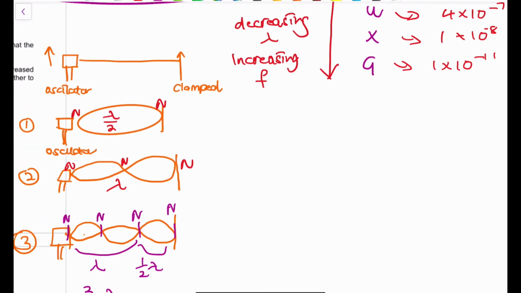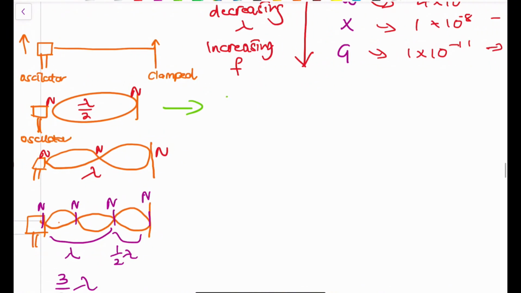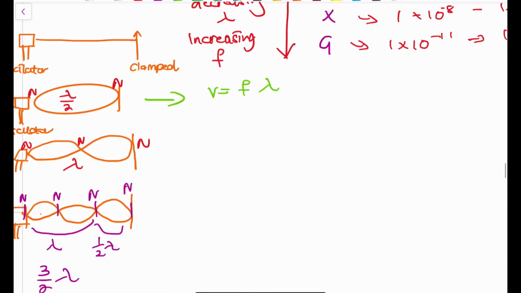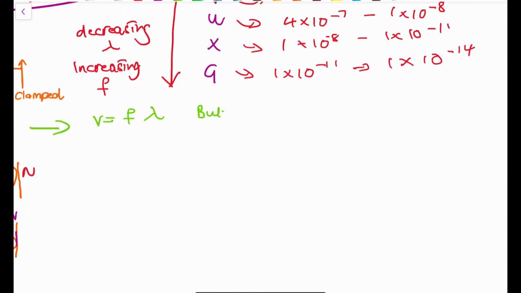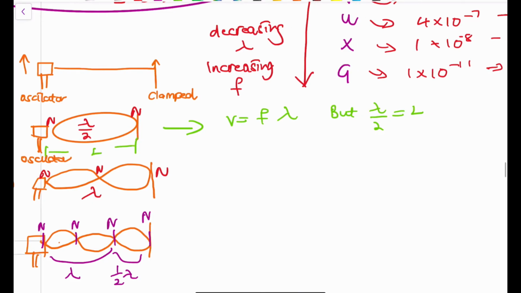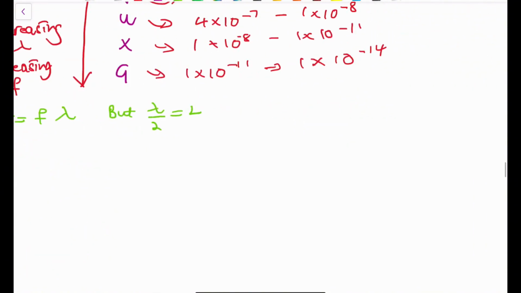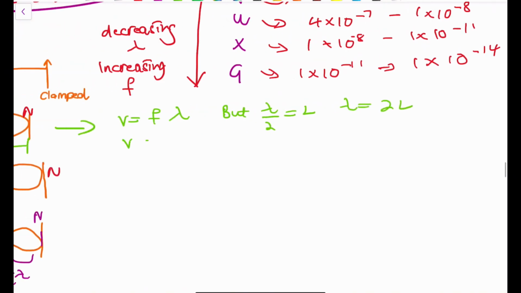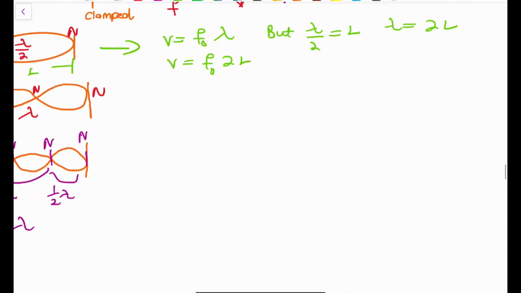Right, so let's first start with the first one. For A, we know that V is going to be F lambda. Very important. But in this case, lambda over 2 is going to be your value of L, because lambda over 2 is your L from here to here. So lambda over 2 is literally going to be equal to L, so lambda is equivalent to 2L. So your value of V is going to be F times 2L. This is F0, which is the first one that you're going to start with. Very important.